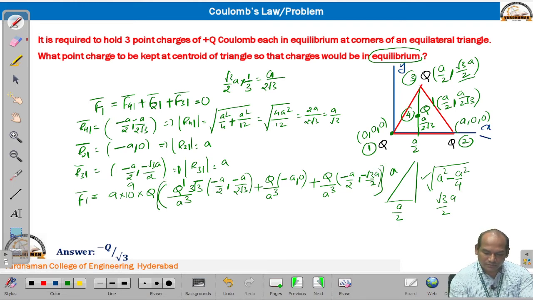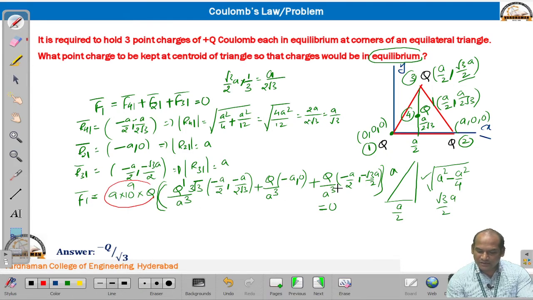Okay. So, like this we have, but this entire force is equal to 0, because the charge q available at 0, 0 is in equilibrium. Then we can take this entire thing to the right side. So, we will be having like this only, this entire thing is equal to 0, and we can take a cube as common. So, you will be left with the numerators only.